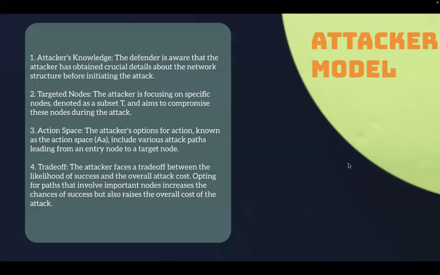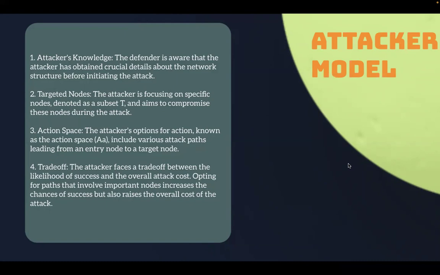Now let us move forward to the attack model. In this scenario, the defender knows that the attacker has targeted and gathered important information about the network before launching the attack. So the attacker is now targeting specific nodes and is choosing the best path to reach these nodes. The attacker's option for action, called the action space, consists of different possible attack paths from an entry node to a target node.